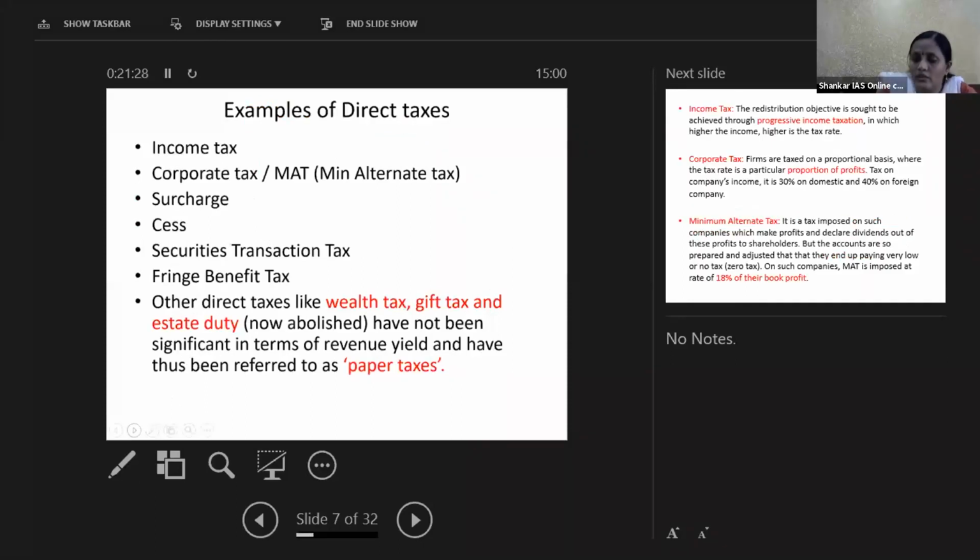So let us now see the examples of the direct taxes. Many of them you may know on a day-to-day basis, and some of them may be new to you. The first thing is the income tax. As we already said, income tax will be levied upon the people who are earning more than a minimum threshold level of income. Anybody who is earning more than 2.5 lakh rupees in India will be levied with the income tax with the progressive principle.